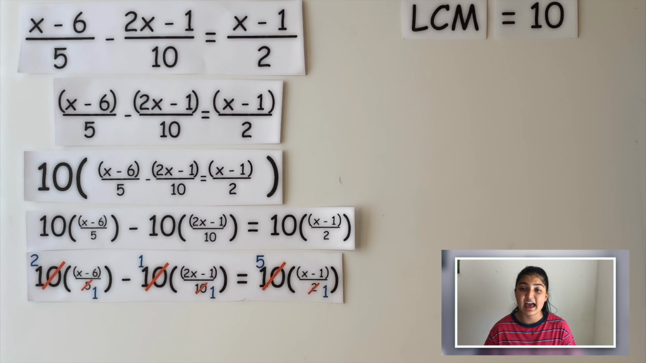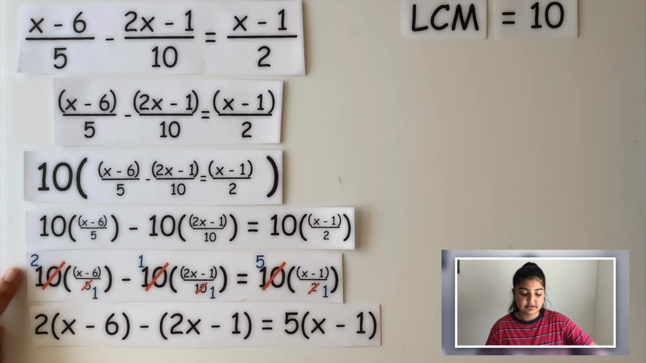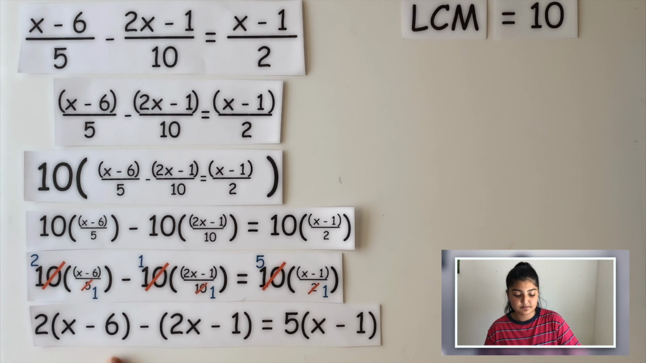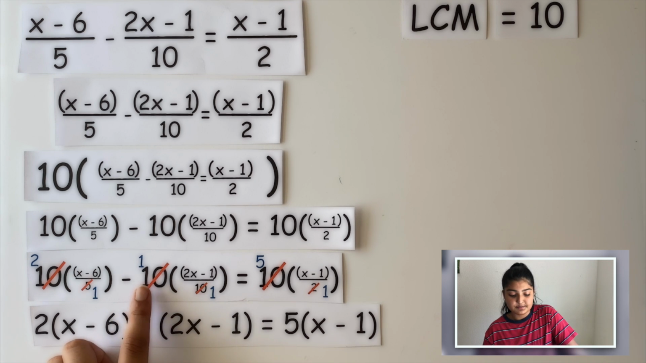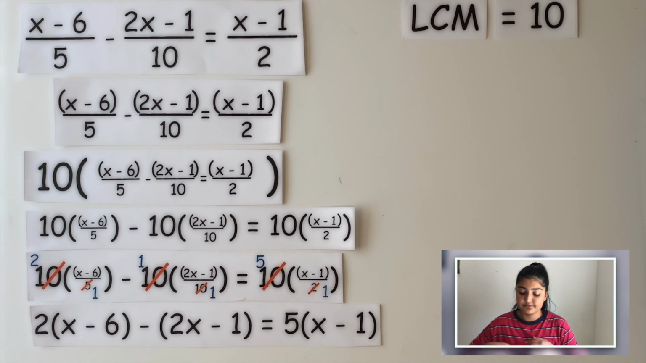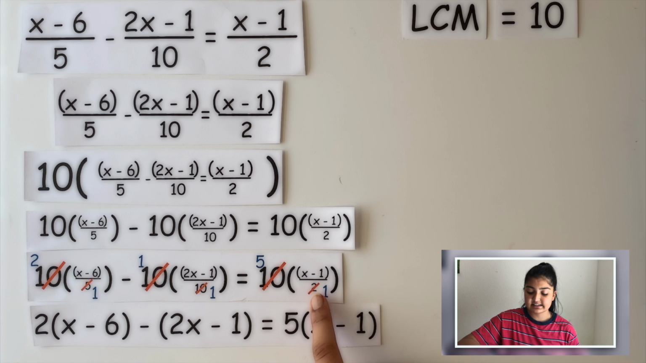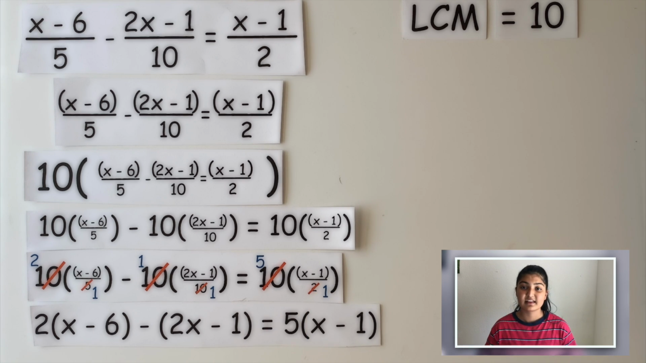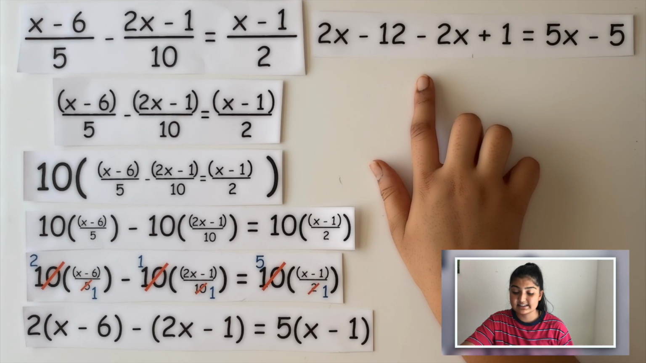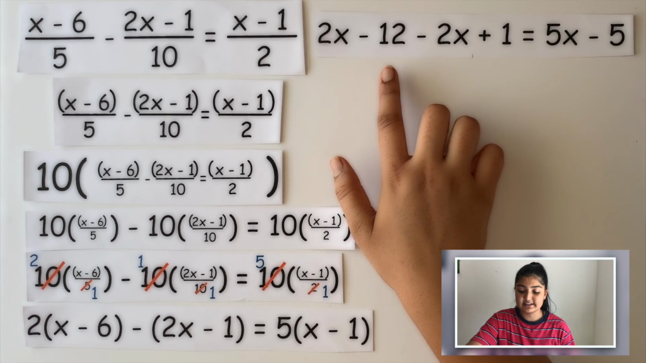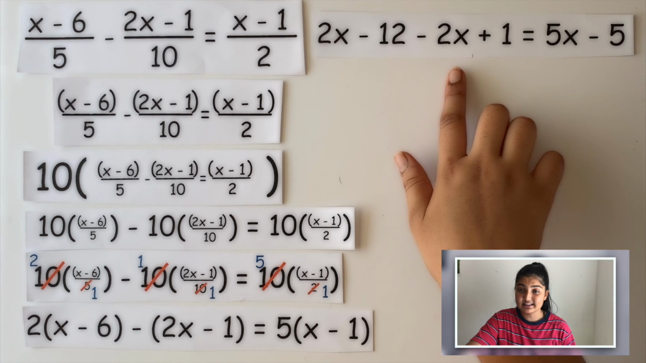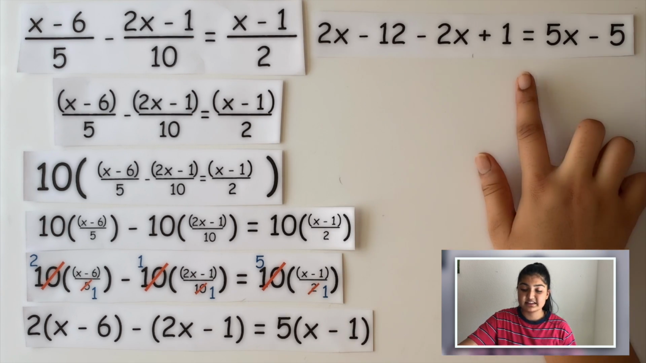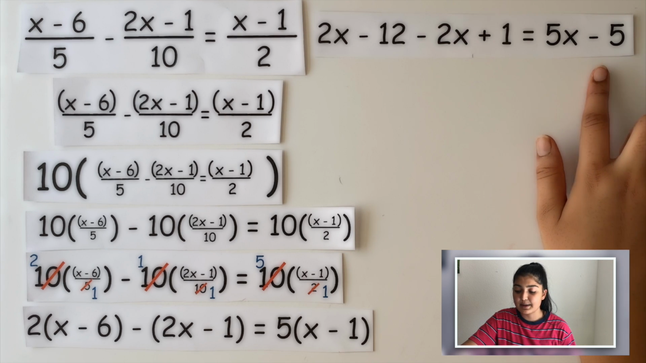Now, let's multiply and rewrite this. 2 times x minus 6 minus 1 times 2x minus 1 is equal to 5 times x minus 1. Now, let's use the distributive property and distribute everything inside the parentheses. This gives us 2x minus 12 minus 2x plus 1 is equal to 5x minus 5.